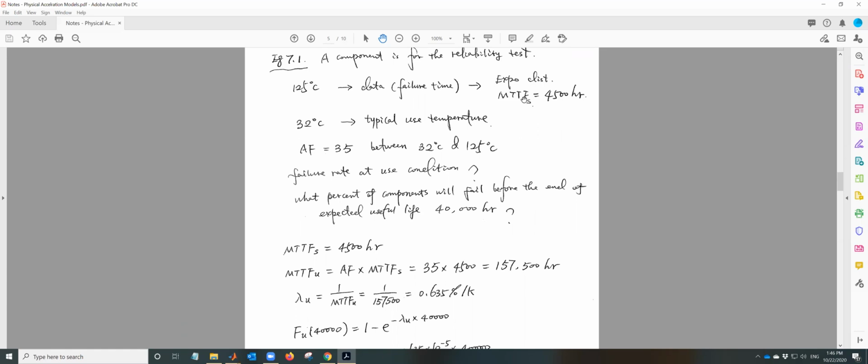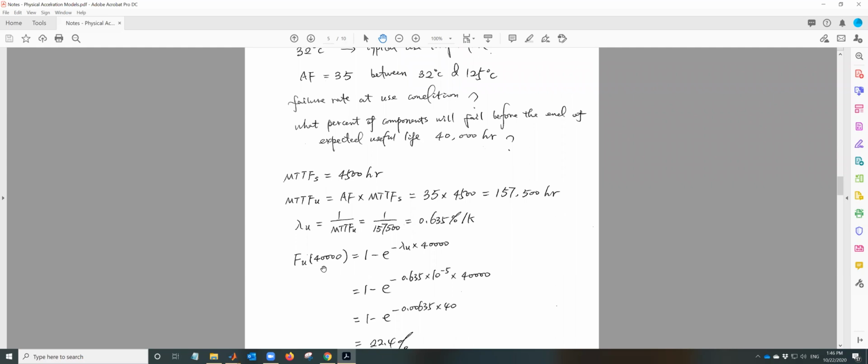You see here, this is 1 over lambda S, okay? So the mean time to failure at a use condition equals the acceleration factor times the mean time to failure at stress condition, because this is accelerated. That means this happens much faster, so you multiply by the factor, you get the mean time to failure at a use condition. So 35 multiplied by 45,000, you get 157,500. So lambda U equals 1 over this. So it's actually 0.635% per K.